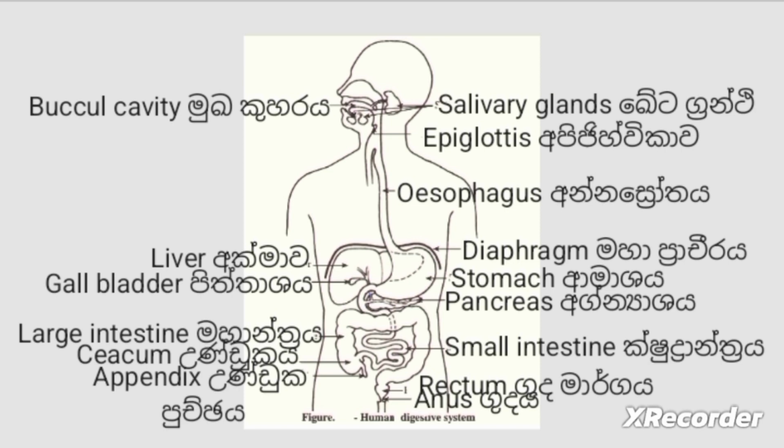With that, we have labeled all the main parts of the human digestive system, using both English and Sinhala terms. You can practice these things. At the beginning, you can use both languages. Then you can remember the definitions of these things in English.